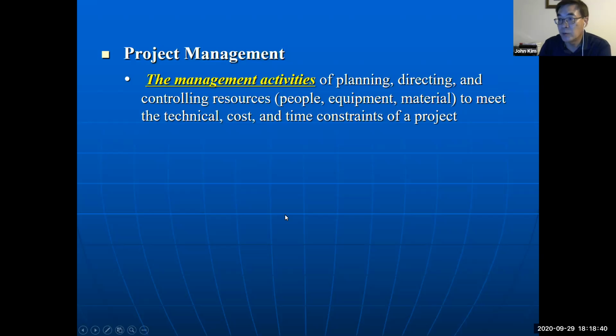And then when we say project management, we mean management activities. The video said to manage people, equipment, material, and so on, to make it maybe faster and then cheaper too. So managing project activities or tasks to make it better, faster, cheaper. So that is project management.